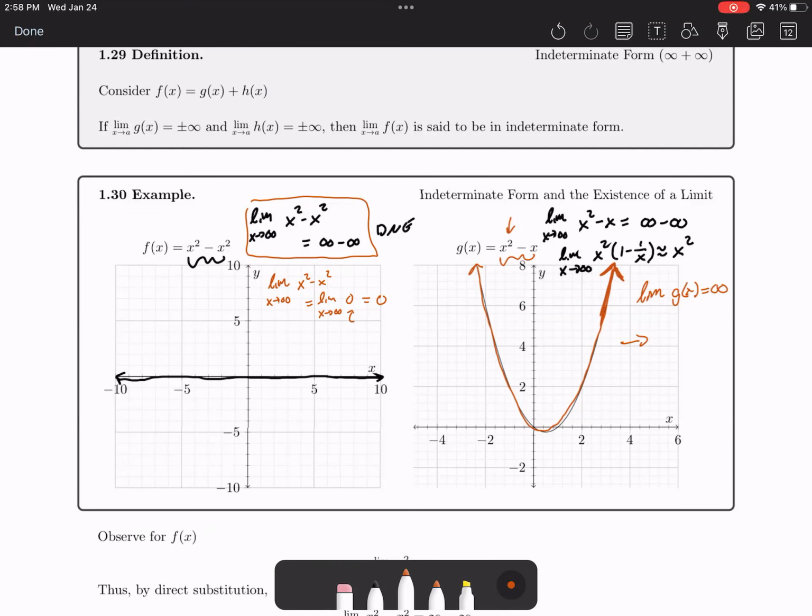So here we have two examples. Both give us the indeterminate form, infinity plus or minus infinity, one of which has a limit, the other of which does not give us a real limit.